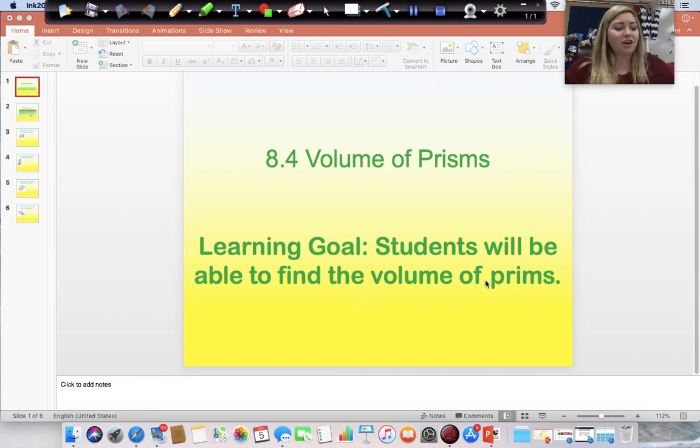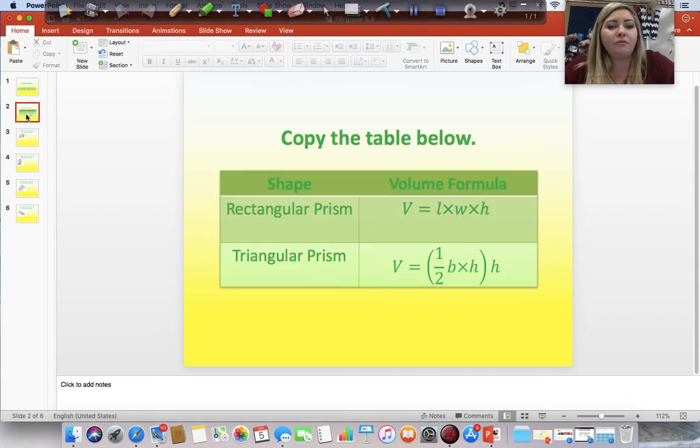So let's go ahead and get started. Today we are doing Chapter 8, Lesson 4 on the volume of prisms. Our learning goal is that students will be able to find the volume of prisms. Be sure to write down absolutely everything that is typed or written in these videos and pause this video at any time that you need to slow things down.